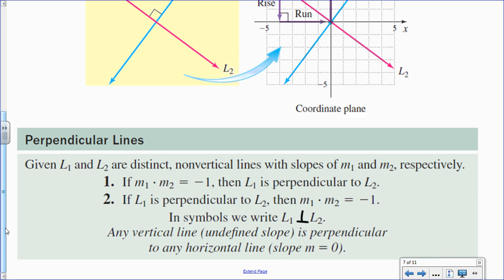And then in general, any vertical line is perpendicular to any horizontal line. So remember, horizontal and vertical lines are your special cases. All horizontal are parallel to other horizontal. All vertical are parallel to other vertical. And then all horizontal are perpendicular to all vertical.